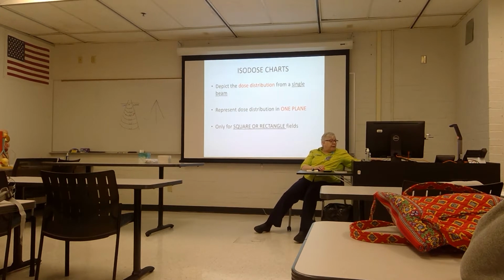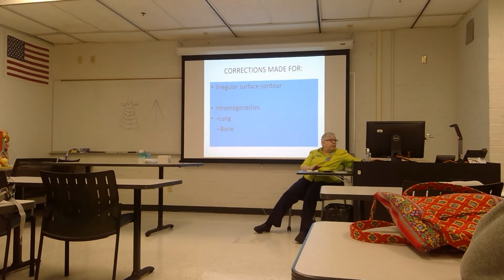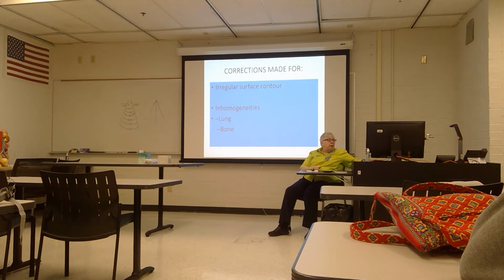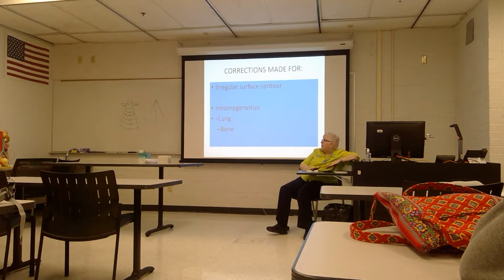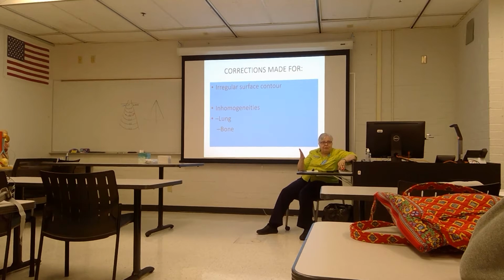So, only for square and rectangular fields. This is taking us back to the equivalent squares. Corrections made for irregular surface contours or inhomogeneities. Irregular surface contour. Give me an example of a patient with an irregular surface contour. Breast. Yeah, that is probably the most irregular surface that you'll get, or the most common irregular surface.